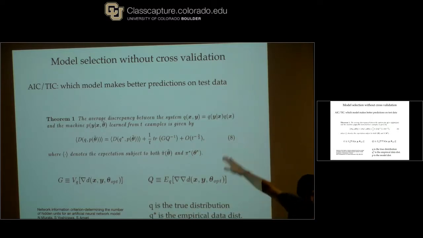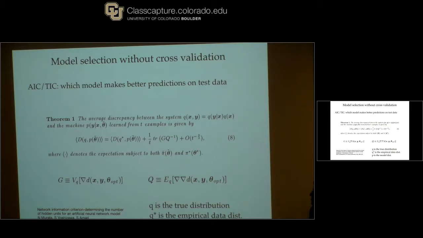And I'm not going to derive this for you again, but I just want to give you a flavor of what it says. The idea is, let's say you have a true distribution of data in the world. That's your system that you want to model. You get samples from that distribution. That's what the empirical data distribution is. That's Q star. What you would like is to be as close to the true distribution as possible.